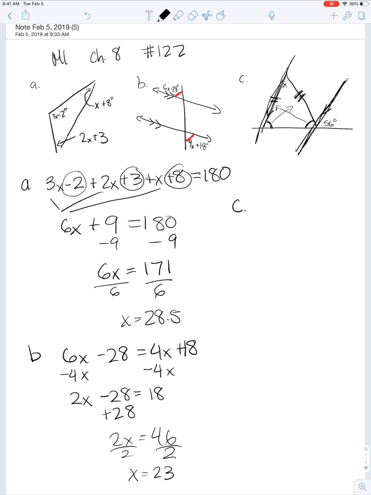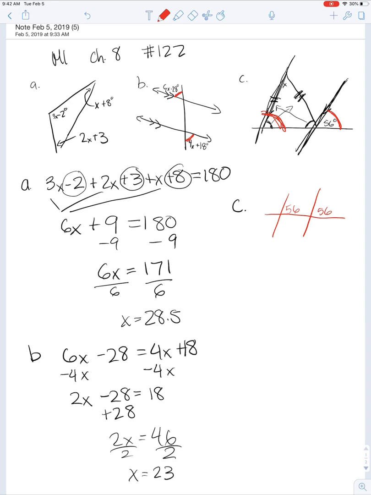So if this guy is 56 right here, and we're looking to find this angle right here, and these are parallel lines, those are going to be congruent as well. I'm going to redraw that so that you can kind of see what we have. We have 2 parallel lines cut by a transversal, and we know that this is 56. So if this one's 56, this one must be 56 as well, because these are corresponding angles.